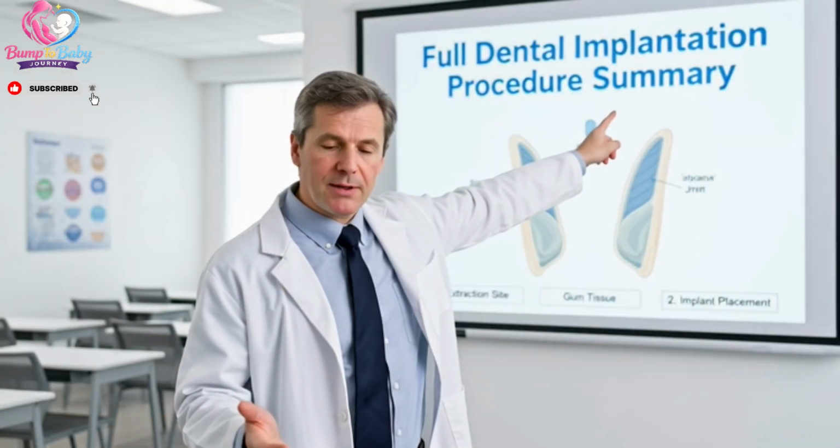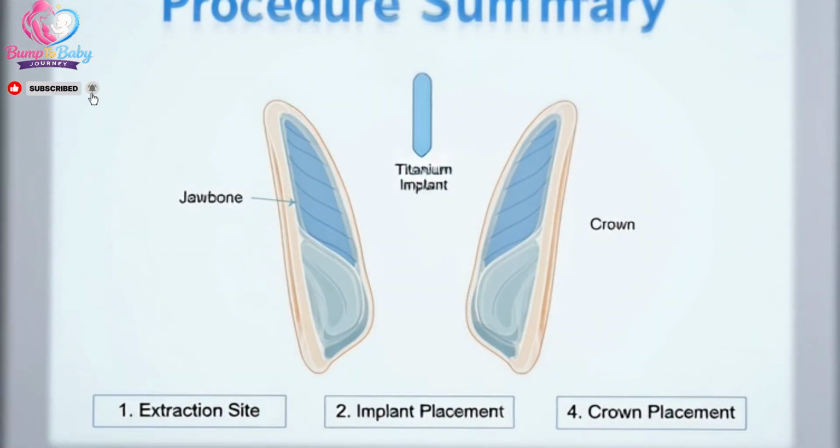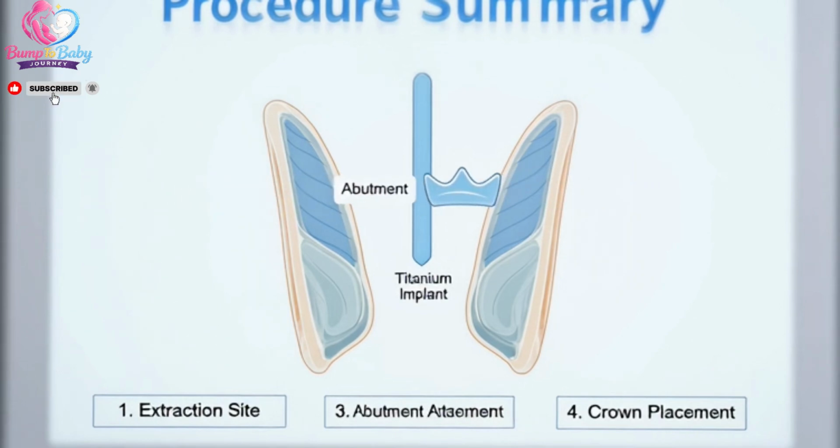This diagram summarizes the full dental implantation process. We begin with the extraction site. Next, the titanium is placed into the jawbone. The abutment is then attached, and finally the crown is placed.